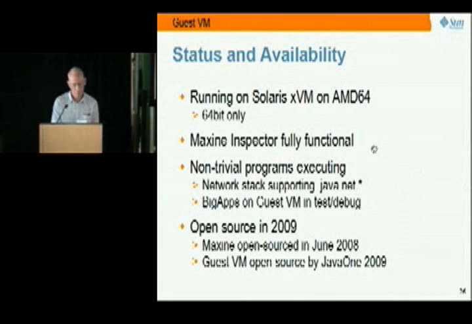The inspector's fully functional. We've got non-trivial programs executing. The network stack supports all the Java net APIs. Big apps, which I'll say more on the next page, are in sort of test and debug mode. Plan to open source it by JavaOne 2009, and Maxine already open sourced in 2008. So that's important.